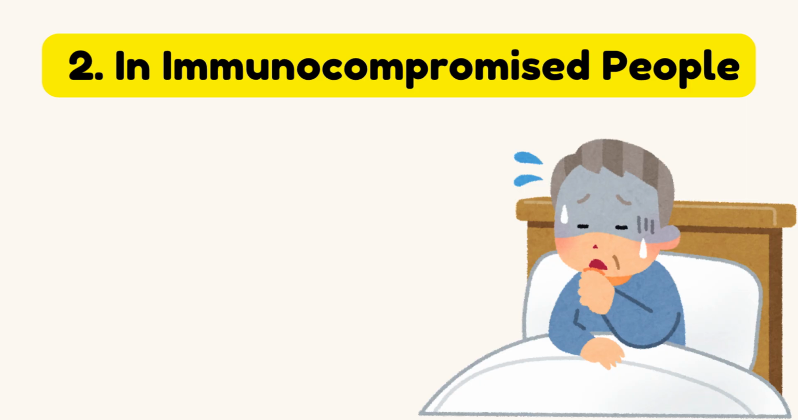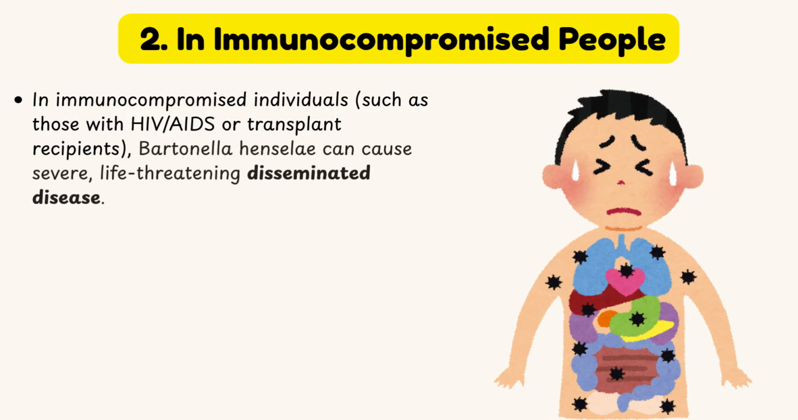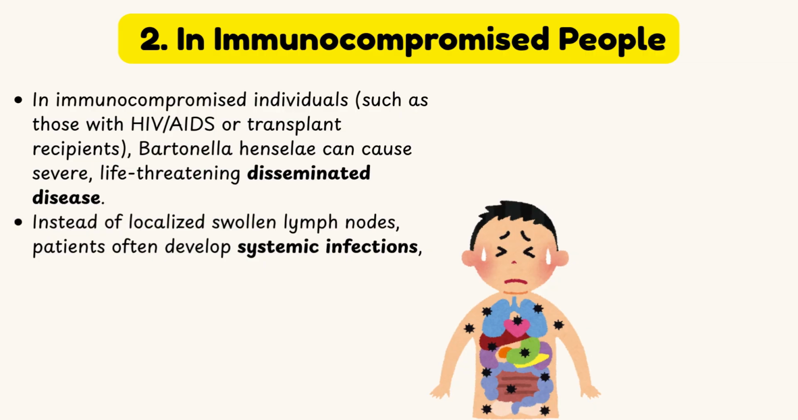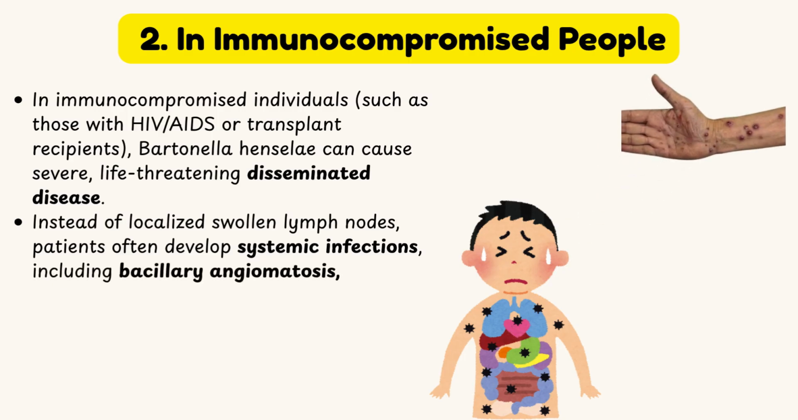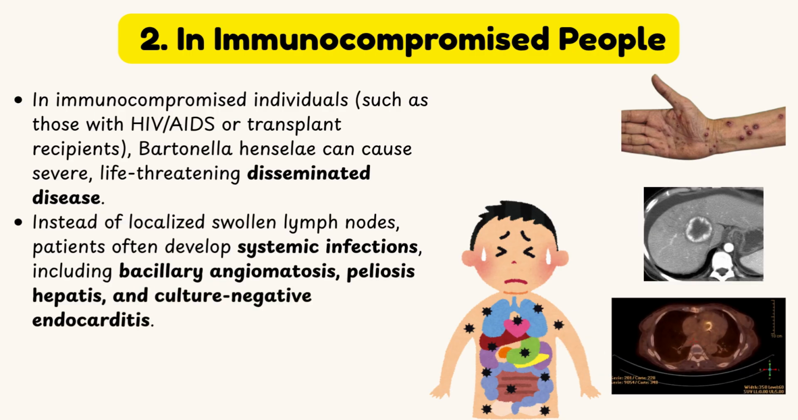In the case of immunocompromised people, such as those with HIV/AIDS or transplant recipients, Bartonella henselae can cause severe, life-threatening disseminated disease. Instead of localized swollen lymph nodes, patients often develop systemic infections, including bacillary angiomatosis, peliosis hepatis, and culture-negative endocarditis.